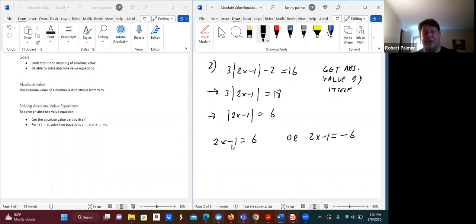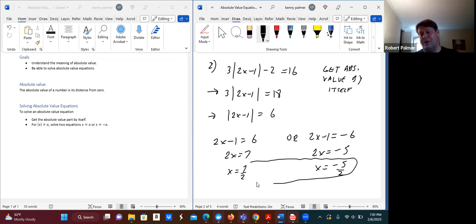Solve each equation then. Add 1 to both sides. We have 2x is equal to 7. Divide both sides by 2, then x is equal to 7/2, which doesn't reduce. Over here, add 1 to both sides. So we have 2x is equal to negative 5. Divide both sides by 2, x is equal to negative 5/2, which also doesn't reduce. So those are our 2 solutions. You plug in either one of those, it will give you a true statement in the original equation.